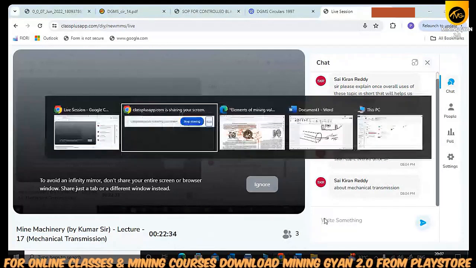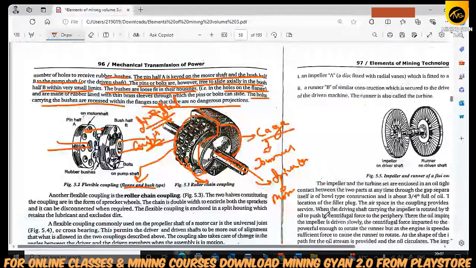In the flexible coupling, the flange and bush type, because in examinations they generally ask what is a flexible coupling. They will give it in the options as flange and bush type.